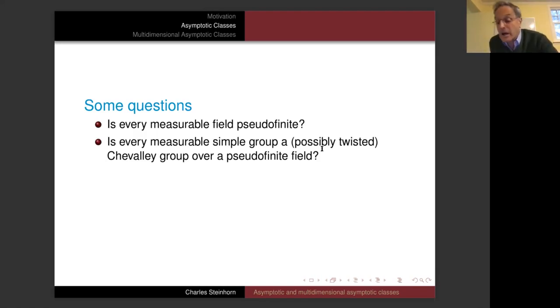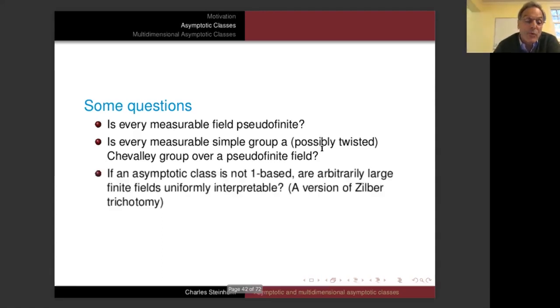Building on what we know about the finite simple groups, that all of the finite simple groups of Lie type are asymptotic classes, is something like this true? And something even more far-reaching: if an asymptotic class is not one-based, not module-like, so necessarily is going to be unstable, speaking to the model theorists, are arbitrarily large finite fields uniformly interpretable? This would be a version of the Zilber trichotomy. So these are some questions that have been around for a while, and that's all that I'm going to say about asymptotic classes.